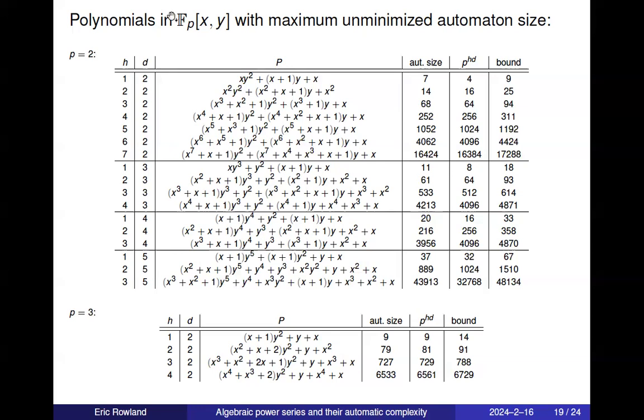What's the height again? The height is the x degree of the polynomial, and the degree is the y degree. And this last column, so Bridy's result was an asymptotic result, because it has this little o of 1 term. Since I'm computer oriented, I wanted to know, okay, give me an exact upper bound. Not just asymptotically, but is there an exact upper bound? So this last column is an exact upper bound that I'll show on the next slide, and it's a little bit larger than the automaton size, but again, it's fairly close.